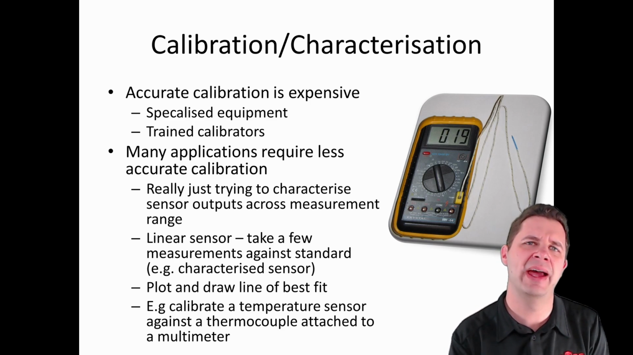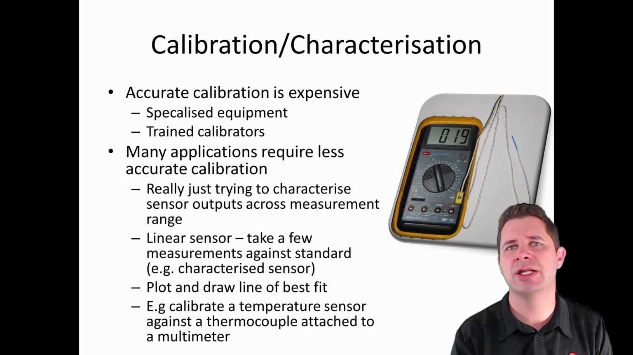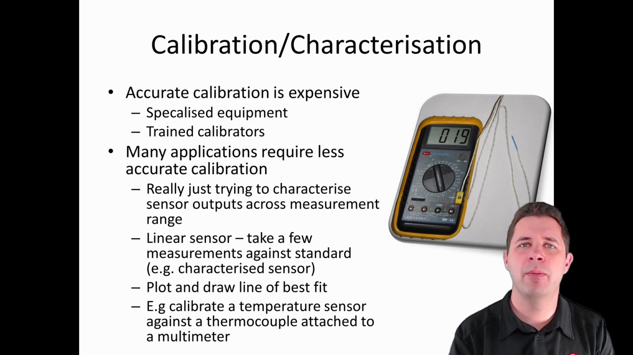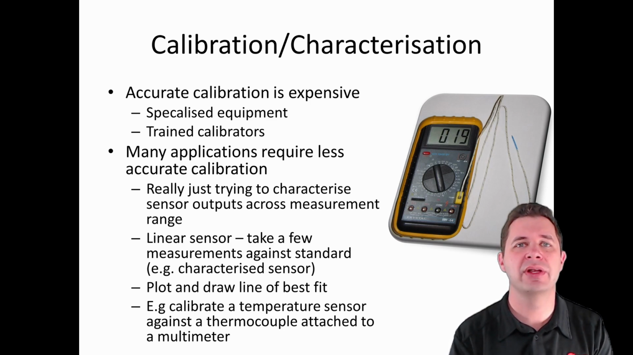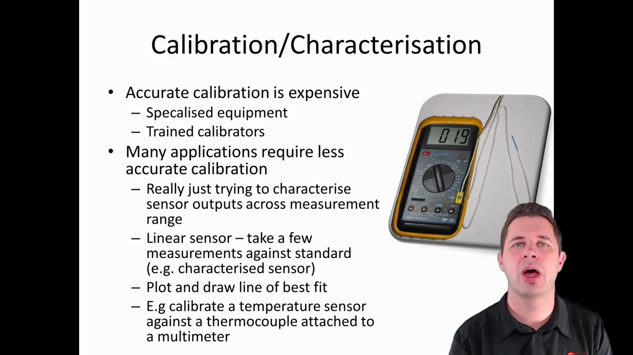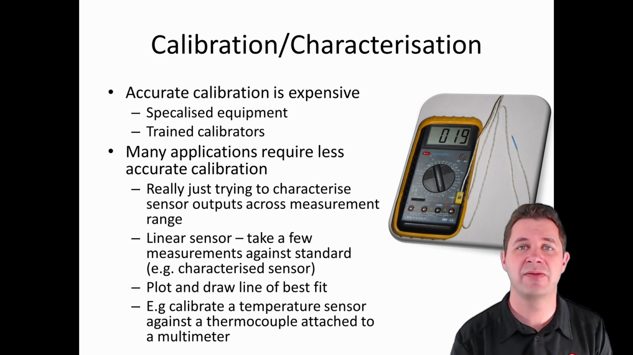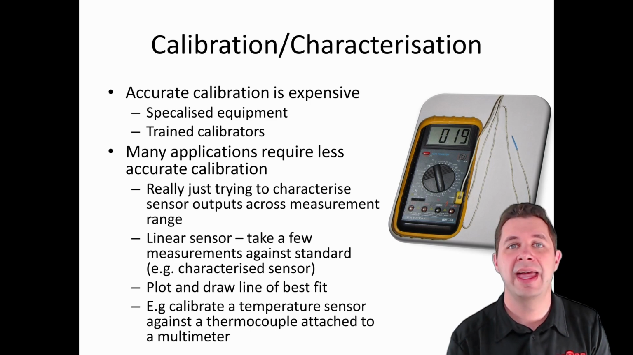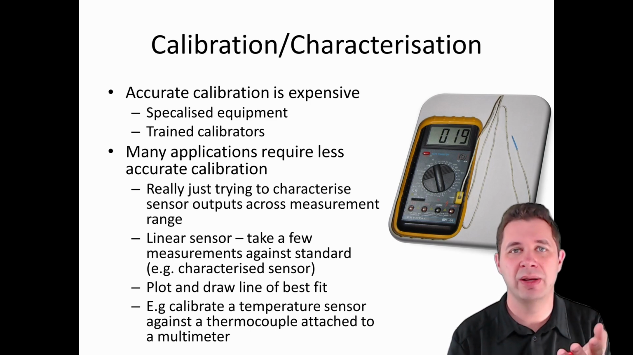Here we're trying to calibrate, or more precisely characterize, what the performance of the sensor is going to be. And so in terms of temperature, it might matter to be accurate to 1 degree Celsius or 0.1 degrees Celsius rather than 0.001 degrees Celsius. And so for a linear sensor, or a sensor that's fairly linear, we do it very much like your normal calibration, but to a lesser, less stringent degree.